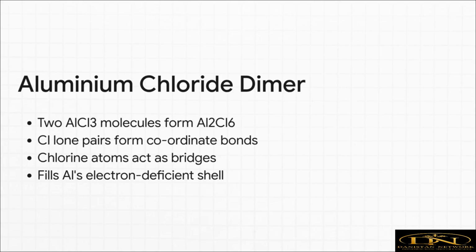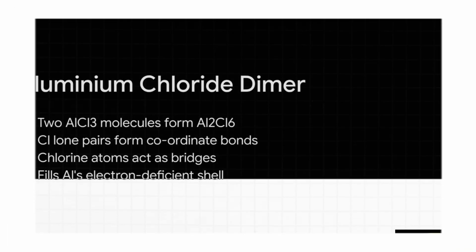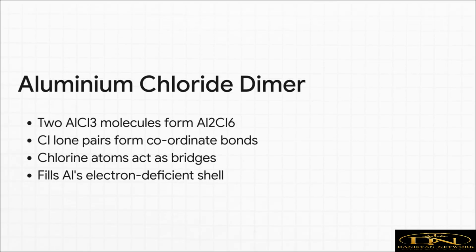So what happens at lower temperatures? 2 molecules team up to form a dimer, Al2Cl6. The lone pairs on 2 chlorine atoms step up and form coordinate bonds with the aluminum atoms, acting as bridges between them. So each of those bridging chlorines is forming one standard covalent bond and one coordinate bond. It is just a gorgeous exercise in molecular teamwork.